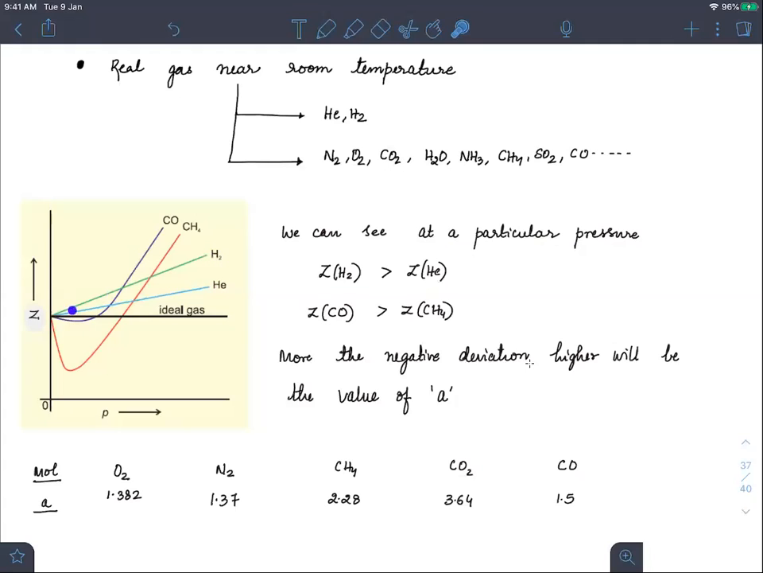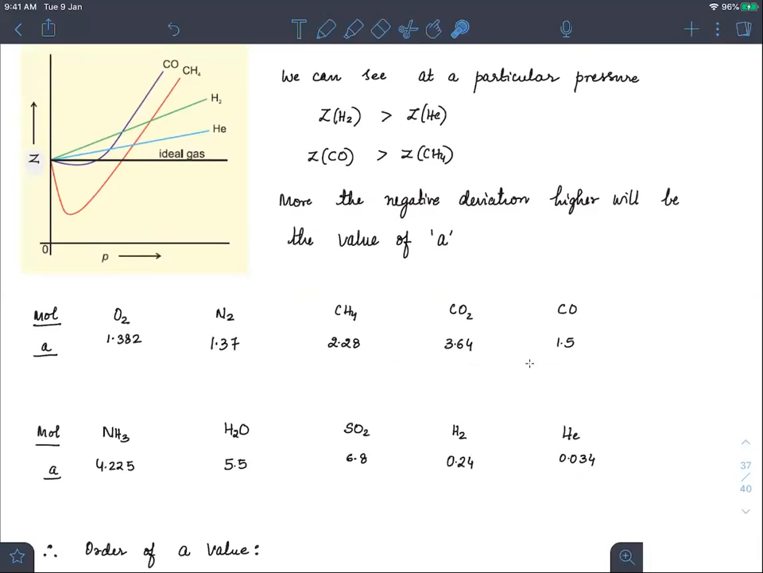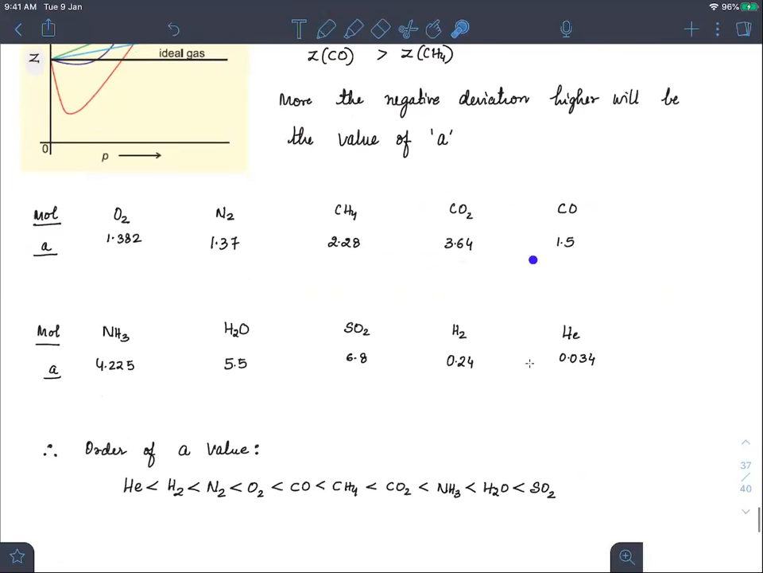Hydrogen's Z value is always greater than helium's. Just now we learned that the b value of H2 is greater than that of helium. If you see carbon monoxide and CH4, carbon monoxide will have a greater Z value compared to CH4. Like this, if you consider all the a values and b values, which I have taken from data on the internet, for oxygen, nitrogen, methane, carbon dioxide, carbon monoxide we have these values. Based on that, this is the order of a value.